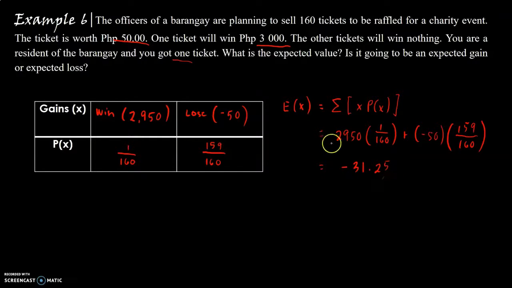So the expected loss of the game on your part as a resident of a barangay who spent 50 pesos for the ticket is 31 pesos and 25 centavos. So since it is an expected loss, are you still going to participate in the raffle or not? And it's for you to decide.